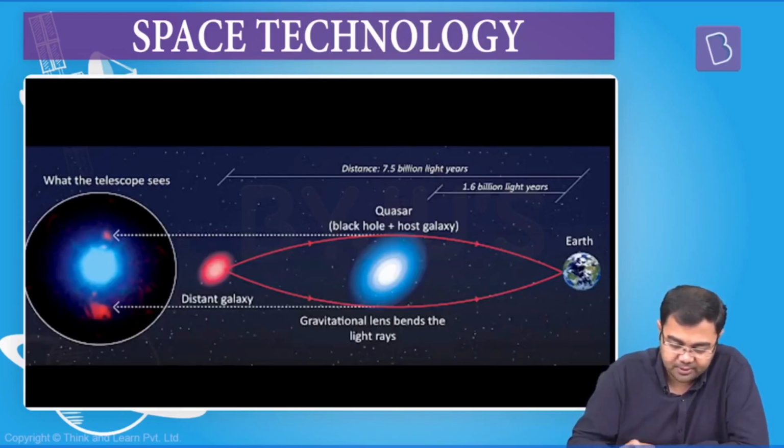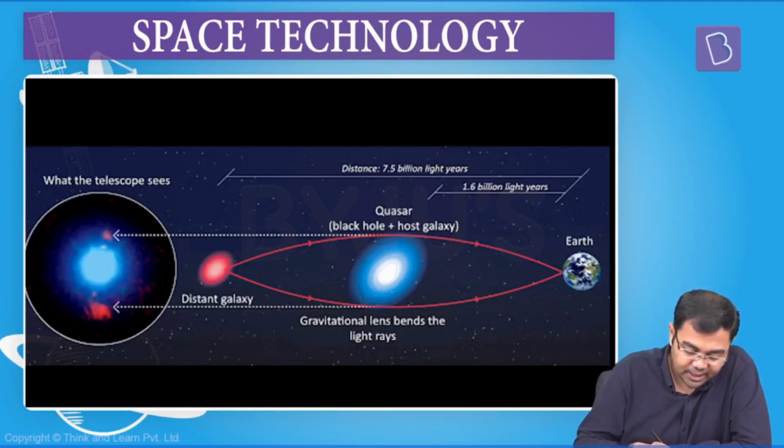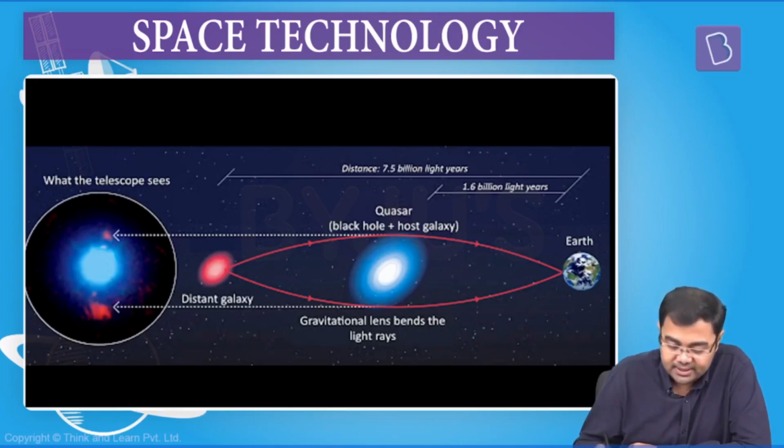For example, if you look at this particular image, you have a distant galaxy which is like this. At the same time, you are observing it from the Earth. Now, when you are observing this galaxy from the Earth, if there was nothing in between, then in that case, the light from this distant galaxy would directly reach the Earth. But because there is something in the way, because, for example, here we have taken a quasar, there is a quasar in the way.